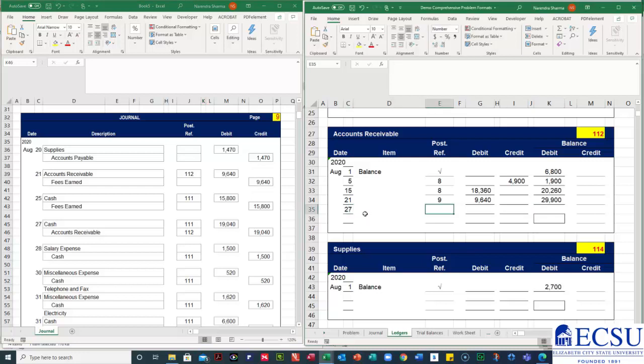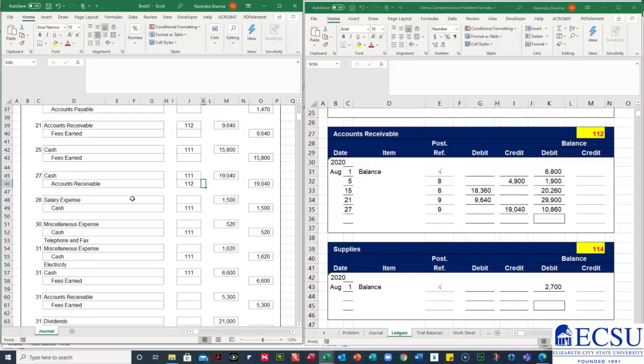Okay, 27th, page number 9 of the journal. Is it a debit or a credit? It's a credit, 19040. So that will reduce my balance from 29,900 minus 19,040 would give me 10,860. Okay.